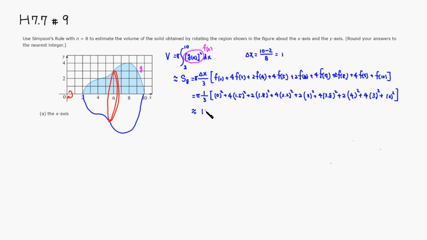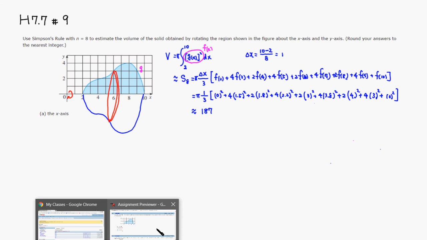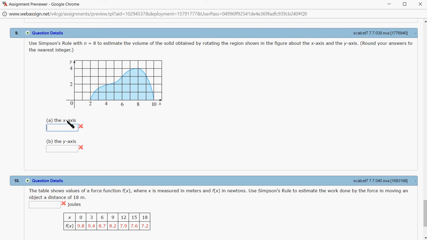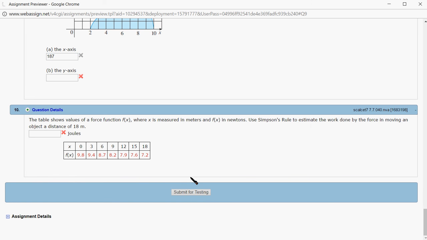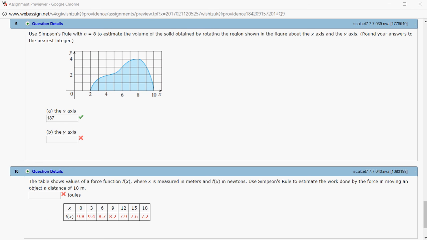About 187. Let's see if they take this answer here. So this is 187. Then submit for testing. Looks like we got this one.